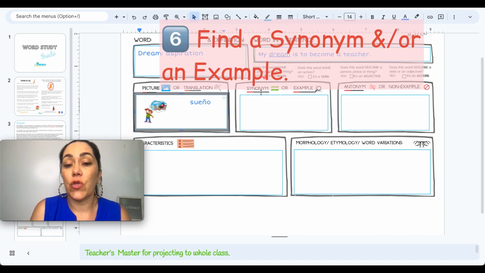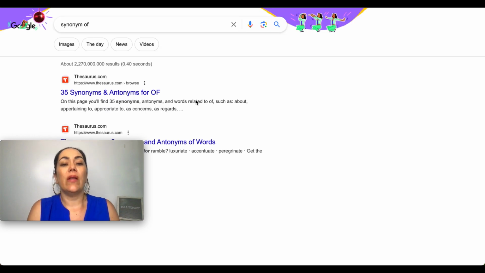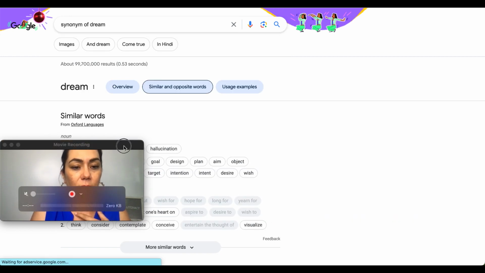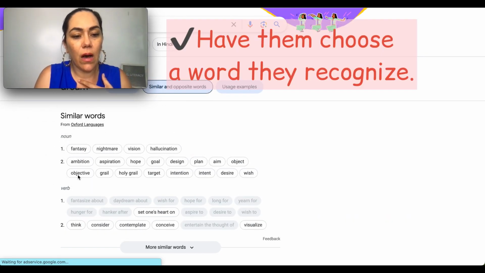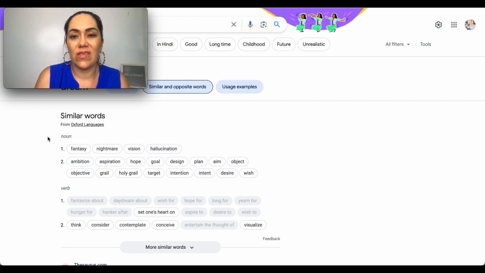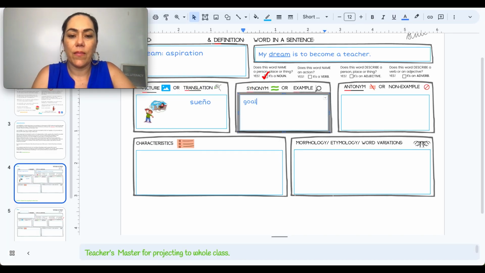Next, I have them choose either a synonym or an example, but I again explicitly teach how to select a synonym. So once you click on that link, you type the word that we're looking a synonym for, dream, and then I teach my students to look at all of the words that are displayed and choose a word that they recognize, that they know in English, and a word that matches the definition and the sentence. So I read it to them: ambition, aspiration, hope, goal, and they usually figure out at least one of these words. So in this case, I'm going to have them write goal. We go back here, we write goal.